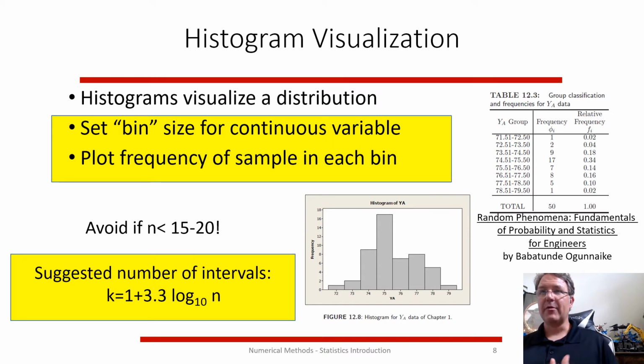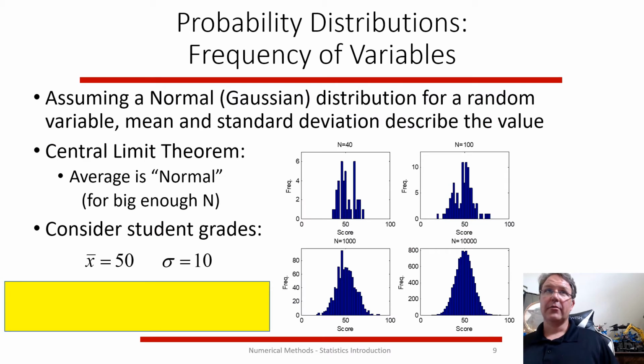How many were really high, how many were really low, what's the most frequent one, the mode, and show them the average maybe. And there are suggestions on how many boxes or bins you should use depending on how many samples you have. So if you're assuming a normal distribution, which is a bell-shaped curve, you can sample. If you have 40 samples, it doesn't look like a bell-shaped curve.